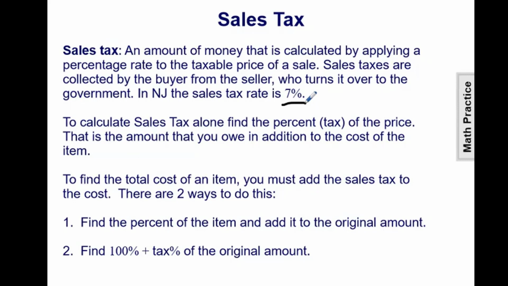To calculate sales tax alone, find the percent or tax of the price, and that is the amount that you owe in addition to the cost of the item. To find the total cost of an item, you must add the sales tax to the cost, and there's two ways to do this. Again, you can find the percent of the item and add it to the original, or you can find 100% plus the tax percent of the original amount.